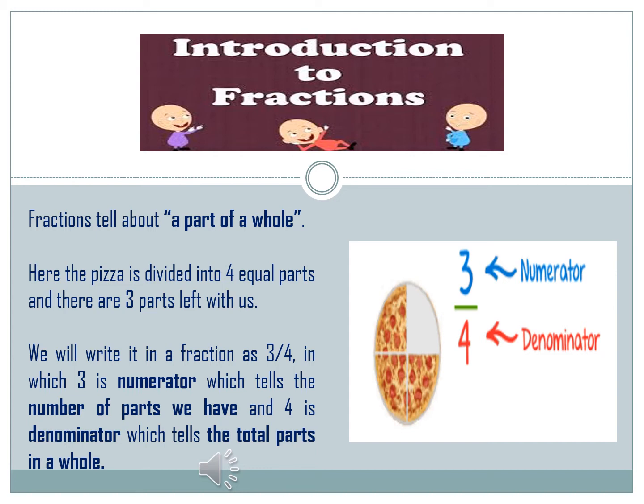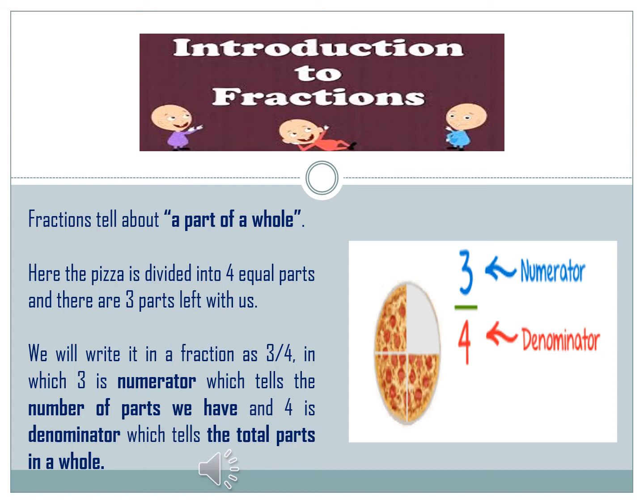The part of a whole is 3 here because we are writing the fraction for the part of the pizza that is left with us, right? So 3 parts are left. So 3 is the numerator, and the whole was divided into 4 parts, so we have written the whole in the denominator, that is 4. So a fraction tells about a part of a whole.